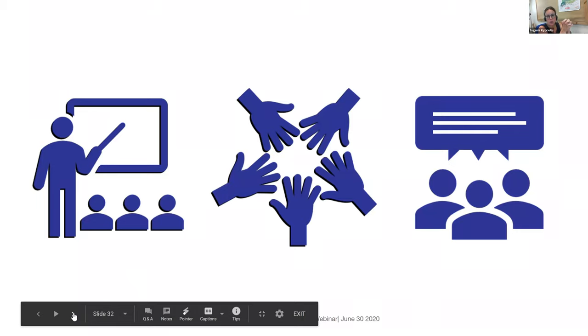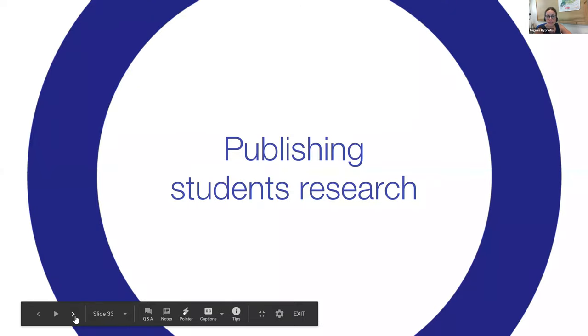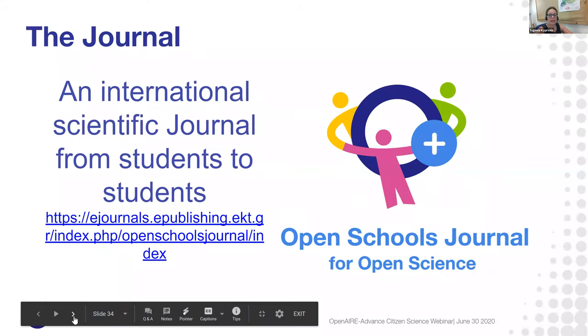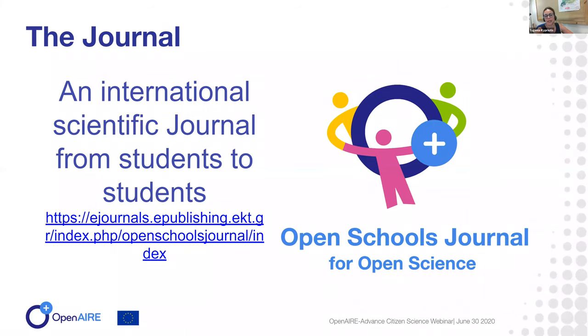In our minds, though, there was something missing, because for the time I have talked about how citizen science can be shown and analyzed by students, we have shown some hands-on activities that students could get engaged and get involved in these citizen science activities. But we have decided that there was something missing. What was missing out of the researcher role the students had was to publish their research. Okay, and this is where our journal comes up, Open Schools Journal for Open Science.